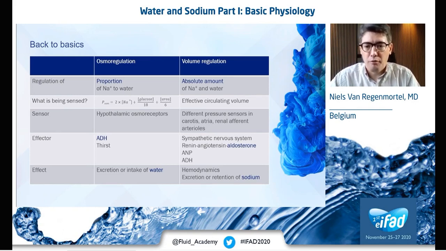So we have these pressure sensors in the carotids, the cardiac artery, in the atria, in the renal afferent arterioles. The effectors are a little bit more complicated than in osmoregulation because there are many of them. The most important ones are in the sympathetic nervous system where adrenaline and noradrenaline are produced. Very important is the renin-angiotensin and mainly aldosterone system. And again, we have some ADH present that will regulate volume.